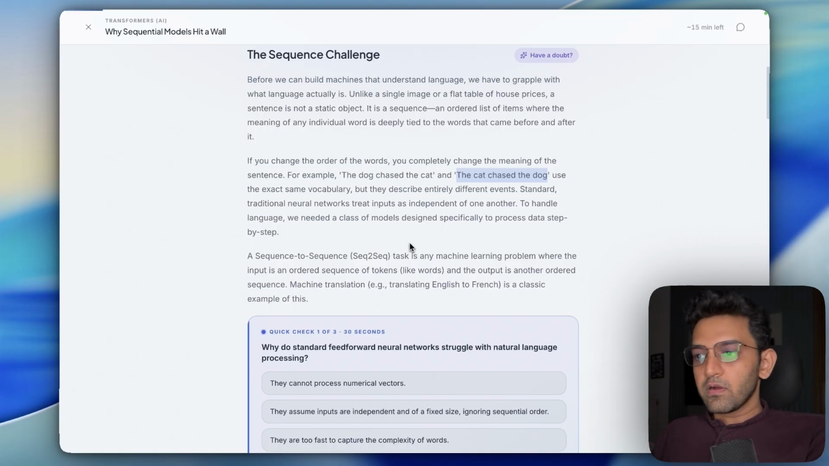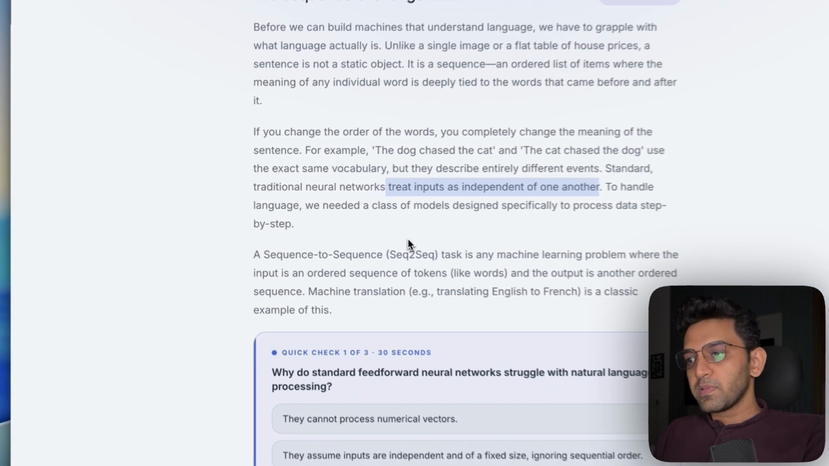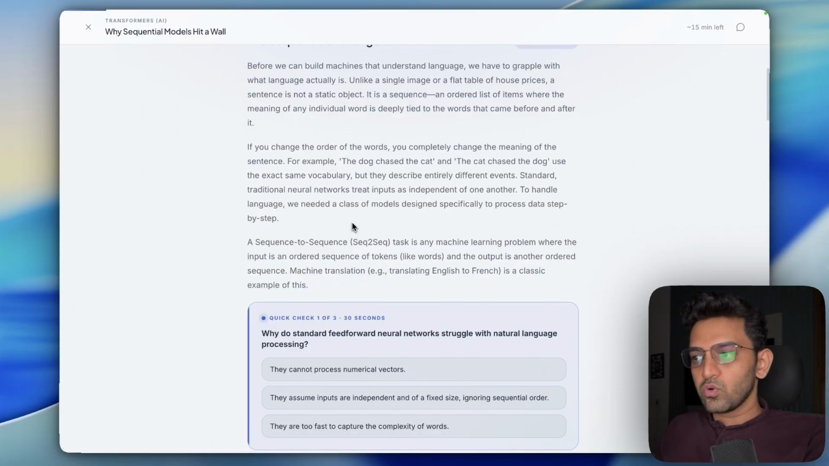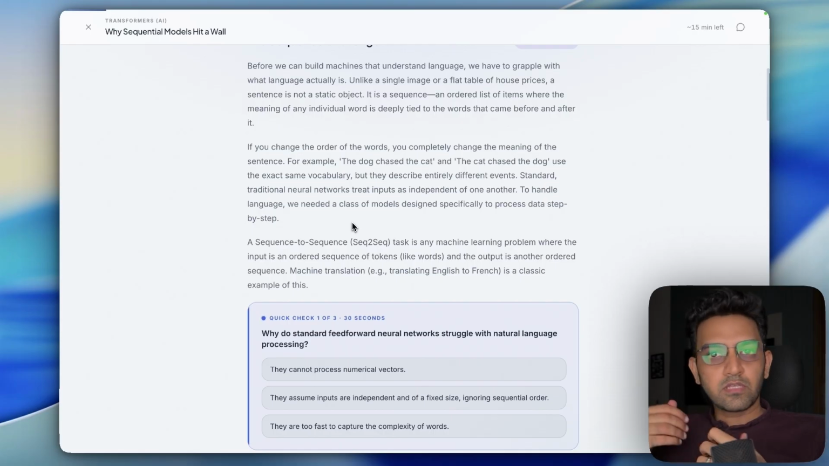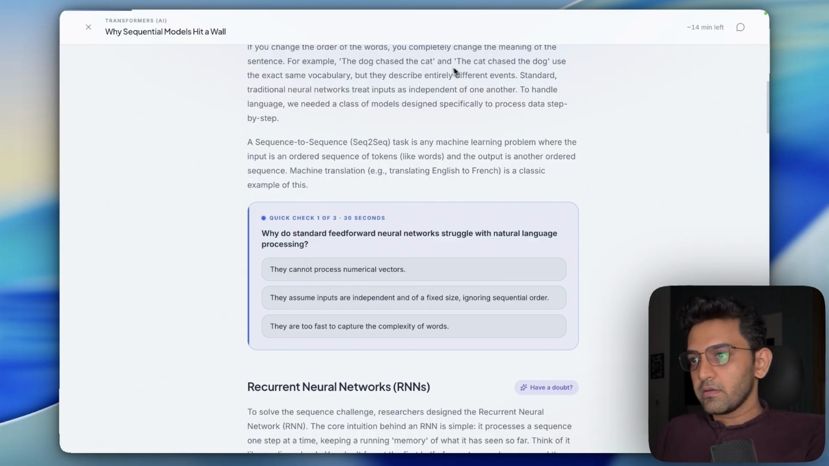Standard traditional neural networks treat inputs as independent of one another. So to handle language, we needed a class of models designed specifically to process data step by step. The previous generation of models treated all the inputs as independent of one another, and as we saw, for language we cannot do that. Why do standard feed-forward neural networks struggle with natural language processing? It assumes inputs are independent of one another, and it ignores the sequential order which is required for getting the output in natural language.